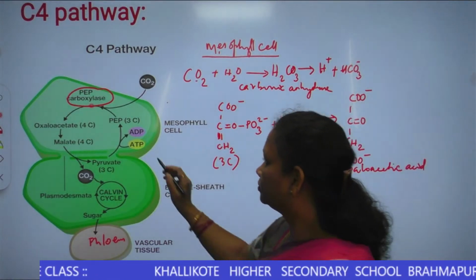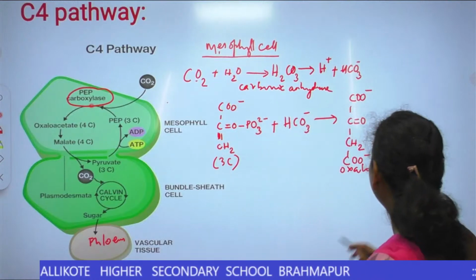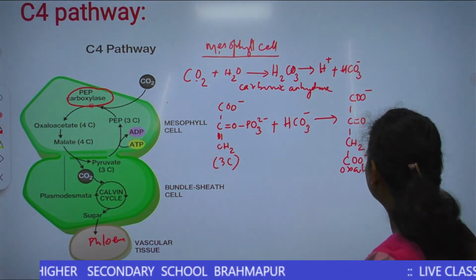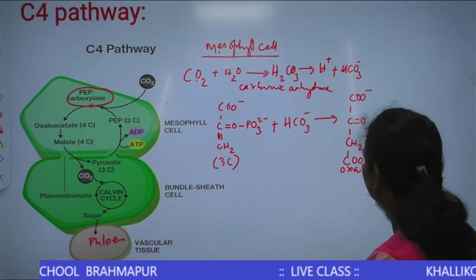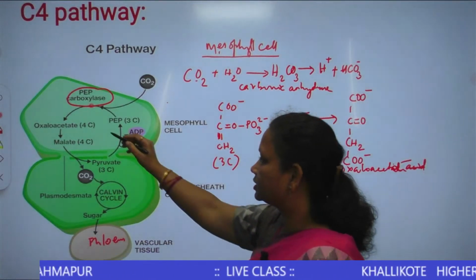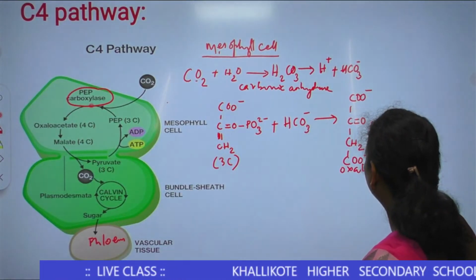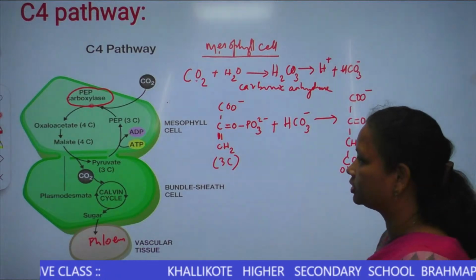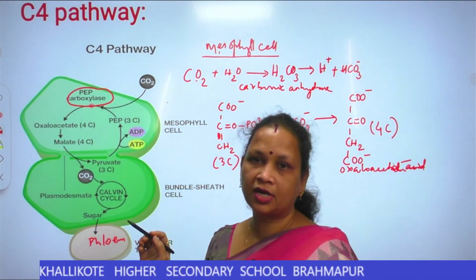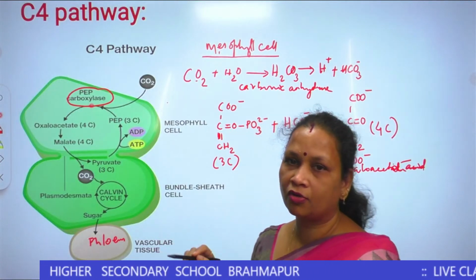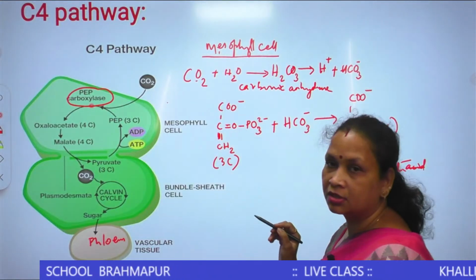So here PEP combines with carbon dioxide in the protonated form. This is oxaloacetate. So oxaloacetate is formed, which is a 4 carbon compound. So what is the importance here? The oxaloacetate compound is the first stable product of the C4 cycle, hence the name C4 cycle.